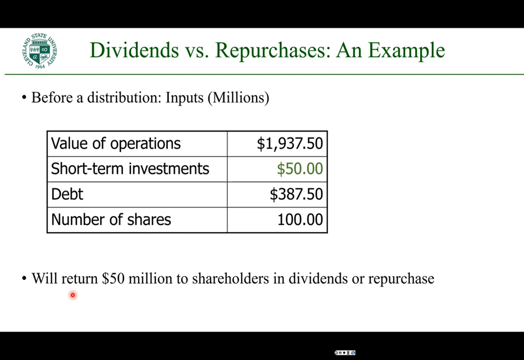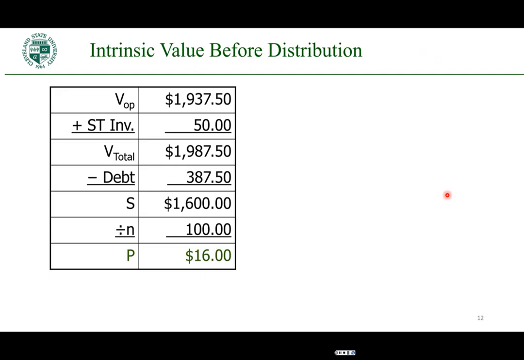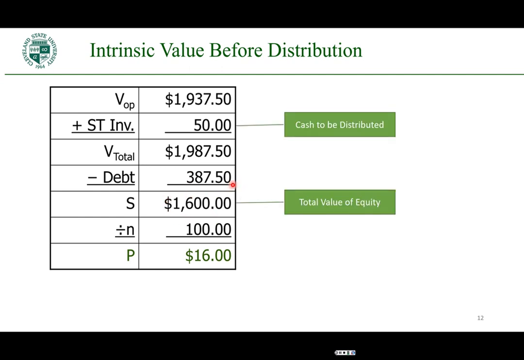And then the firm has decided, well, I want to return everything in the short-term investment to shareholders, either in dividends or repurchases. Before the distribution, let's look at the intrinsic value of the firm. We copied the value from operations and added the short-term investment to get the total value of the firm. Then we subtract debt to get the total value of the firm's equity, and divide by the total number of shares to get the stock price per share. So the current intrinsic value of the firm is $16 per share.